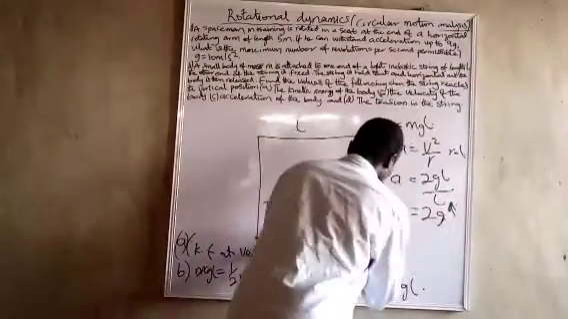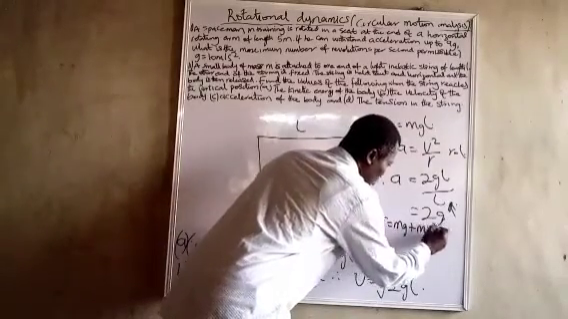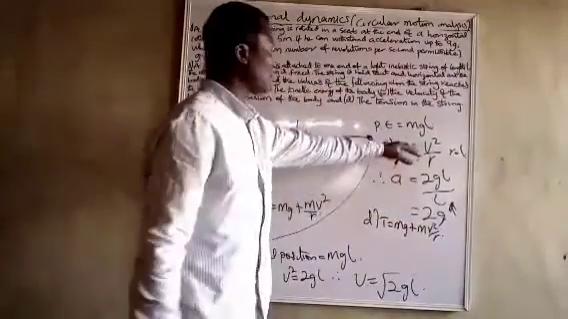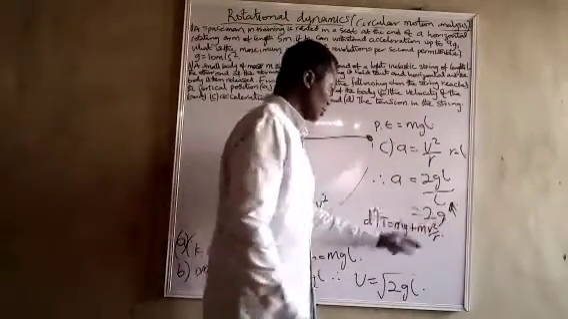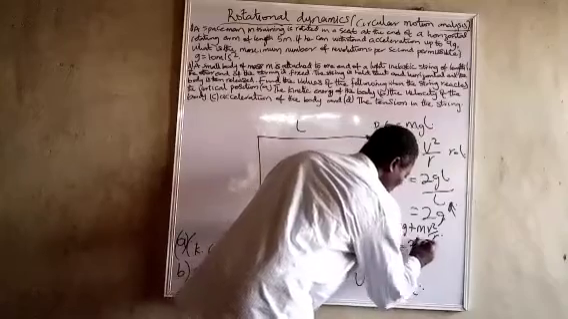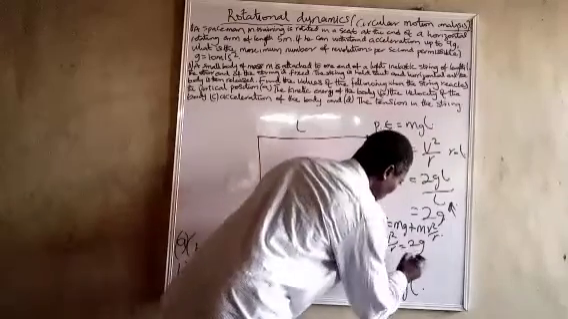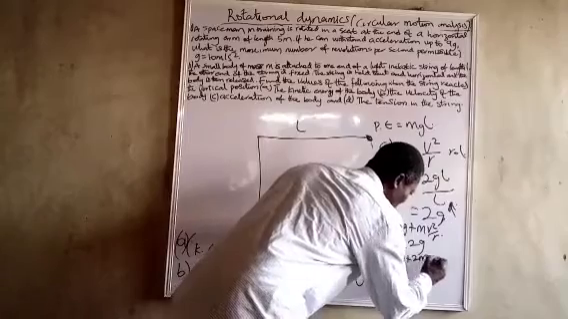The tension in the string for the D part, T is equal to mg plus mv squared over r. And from the C part, we have realized that the acceleration towards the center is 2g, and that is v squared over r is equal to 2g. Therefore, tension is equal to mg plus 2mg, which is 3mg.